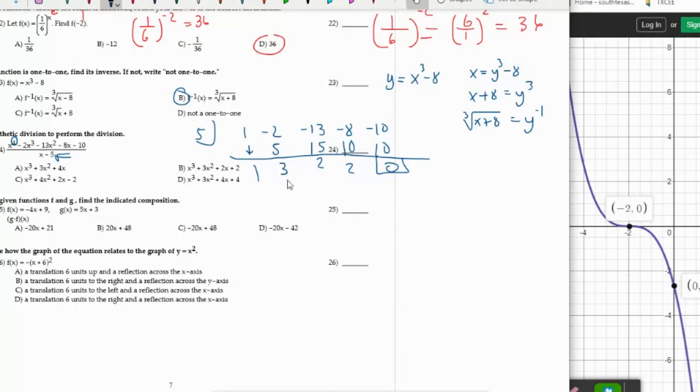So now what do we do? Well, we have these numbers. We always start with one less. So if it was x to the 4th that we're starting with, now it's x to the 3rd: x cubed plus 3x squared plus 2x, and that's it. B.